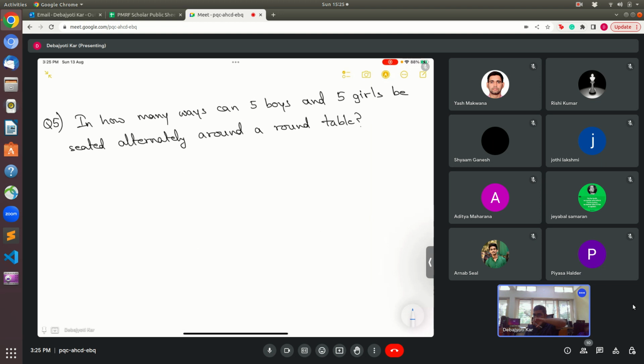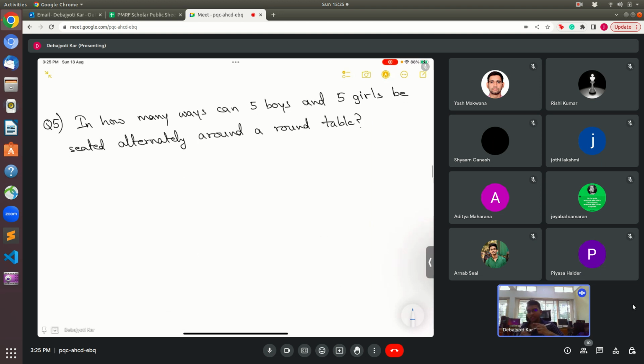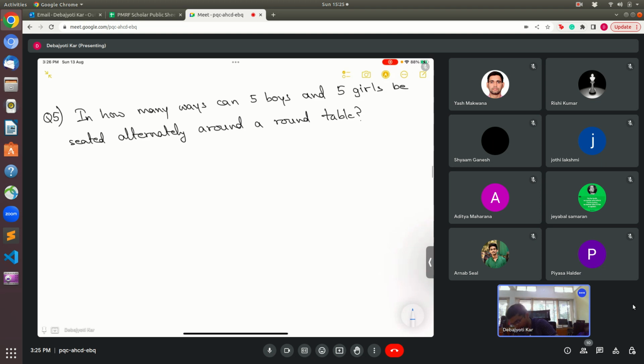Okay, so let's move on to the next question. This says: in how many ways can 5 boys and 5 girls be seated alternately around a round table? So we have 5 boys and 5 girls, and we have a round table. There are 10 possible locations around the round table. The question is, in how many possible ways can 5 boys and 5 girls be arranged on the round table? And the constraint is that they should be seated alternately, that is boy, girl, and so on.